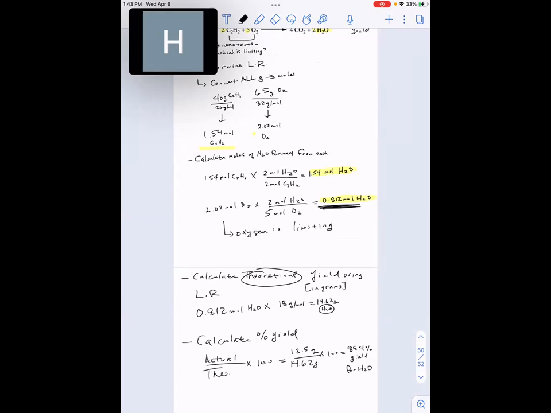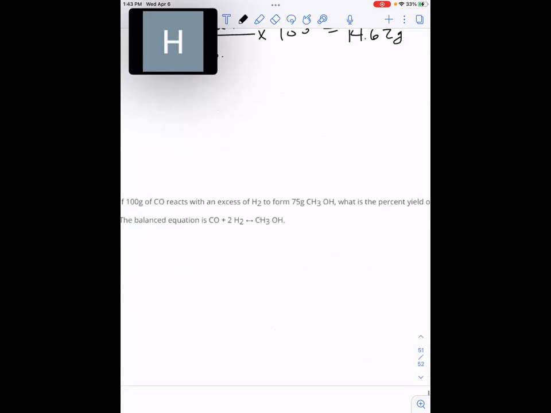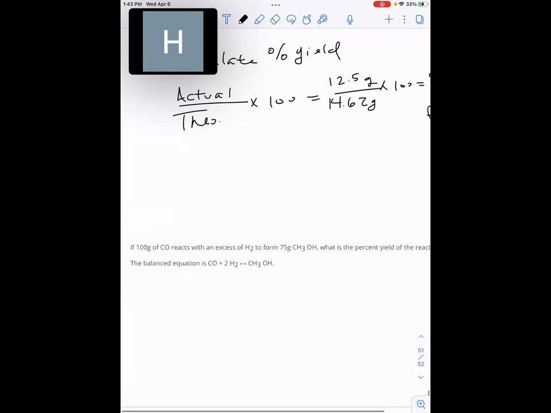All right, let's look at this last one. I'm actually going to leave this until tomorrow. We're going to stop a little early. I want you to work on this, and tomorrow we'll discuss it. It's giving us 100 grams of CO and excess H2 to form 75 grams of CH3OH. And here's the equation, and it's already balanced. The question is, do you have to calculate limiting reagent here? Why or why not?